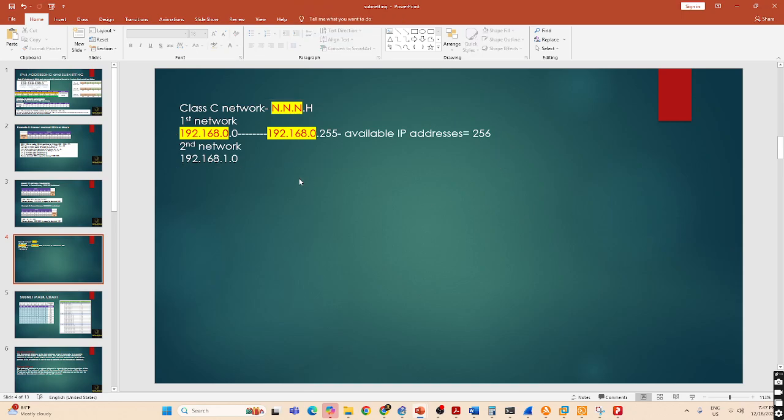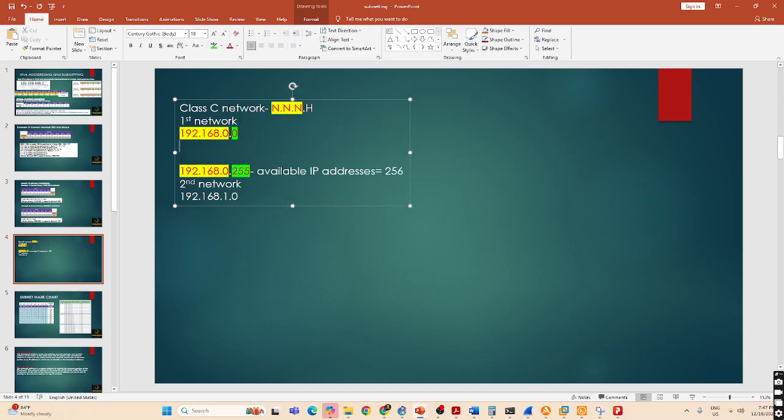Everyone understood? Whatever is in green color, these are the host bits. Whatever I represented in yellow color, those are the network bits, which are fixed. Only the host bits will be changed. So how will it change? I'll just give an example.